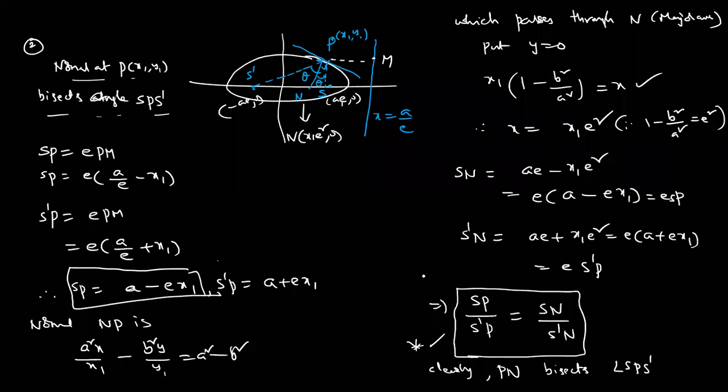Give the conclusion. An incident ray passing from the focus S meets the point on an ellipse and is reflected, passing through another focus of the ellipse.